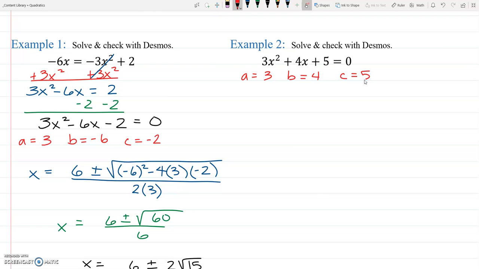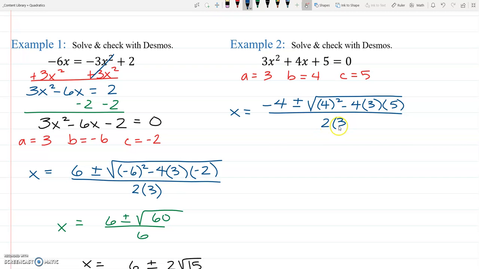Step 2, I'm going to plug them all into the quadratic formula. X equals negative B. In this case, B is positive 4, so it's now going to turn into negative 4, plus or minus big old square root. B squared is going to be 4 squared, minus 4 times A, which is 3, times C, which is 5, all over 2 times A, which is going to be 2 times 3. All right, so everything's substituted in.